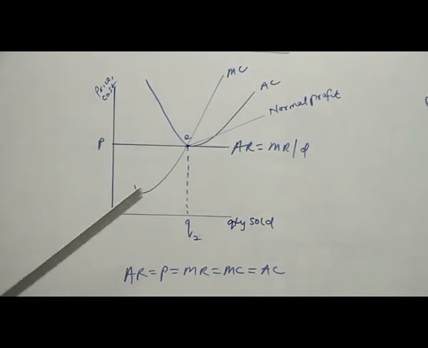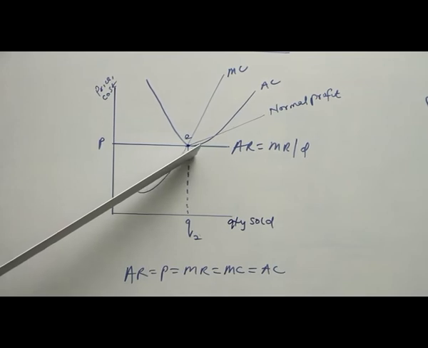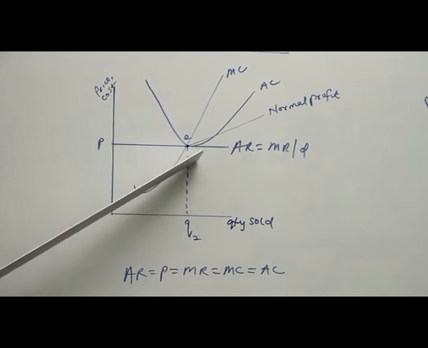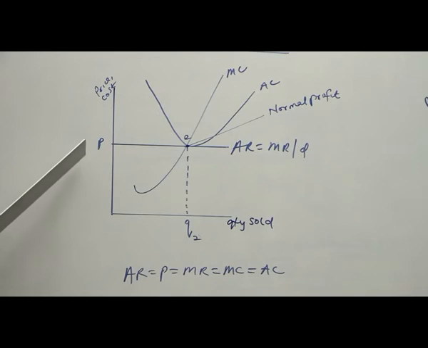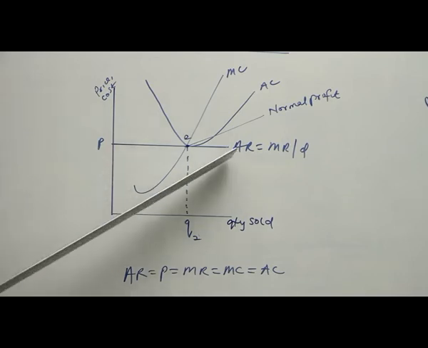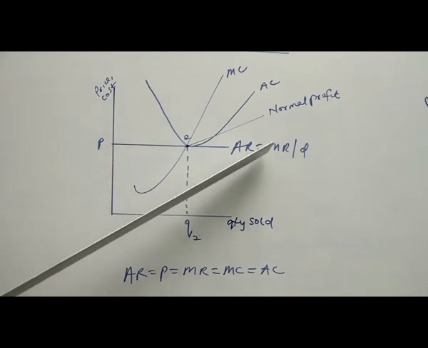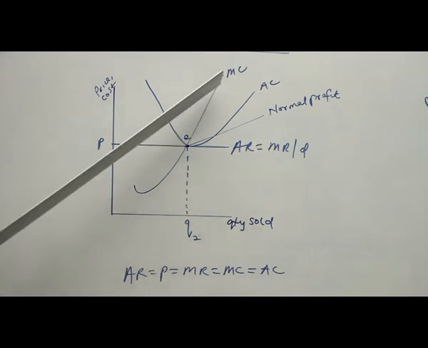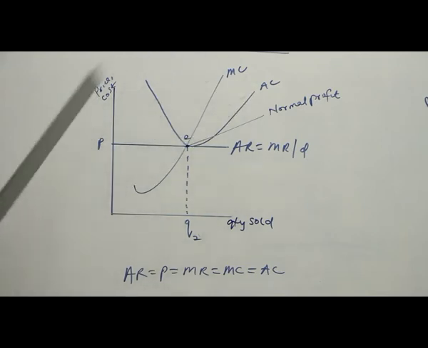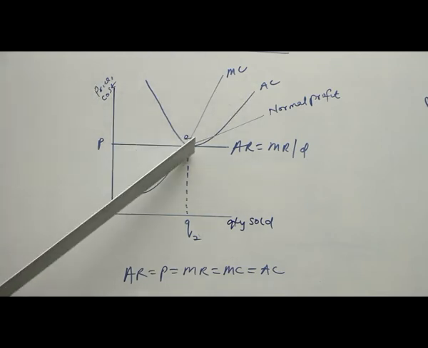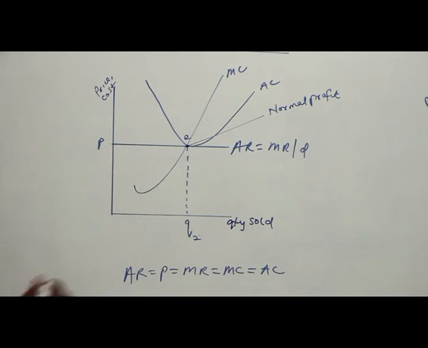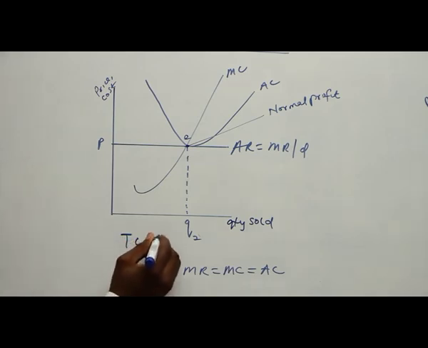You observe that we have a point E, and point E indicates that price of the commodity per unit equal average revenue of the firm equals marginal revenue of the firm. Not only that, also equal to marginal cost and average cost of the firm. At this point, the firm is making what we call normal profit. Normal profit, that is the total cost equal total revenue.